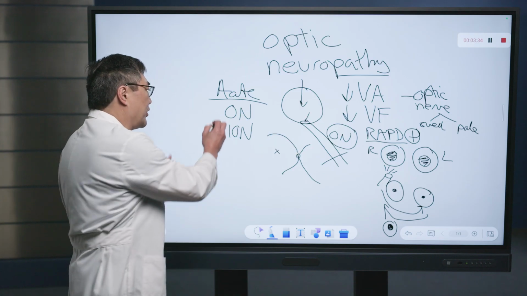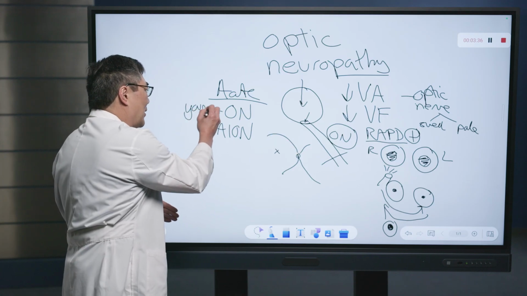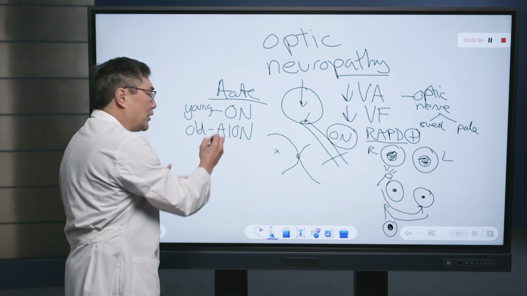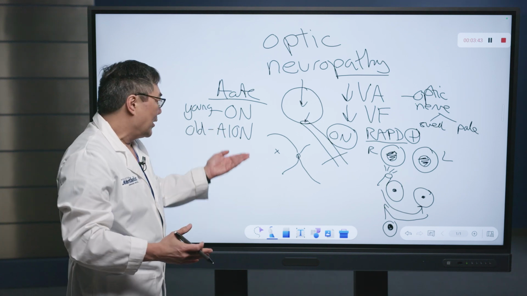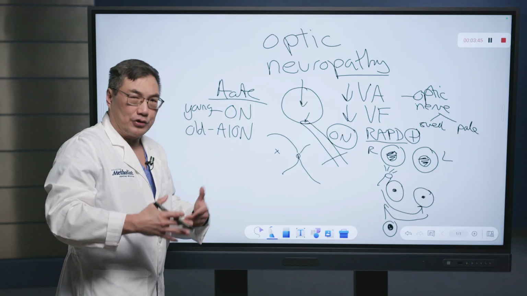And in adults, for young patients, that's usually optic neuritis. And for older patients, especially if they have vasculopathic risk factors like hypertension, diabetes, high cholesterol, that's anterior ischemic optic neuropathy, the stroke in the optic nerve.